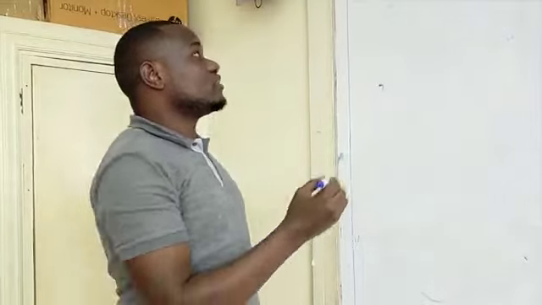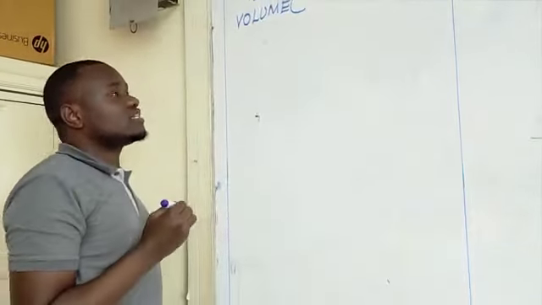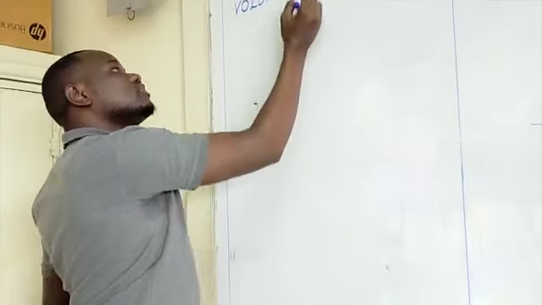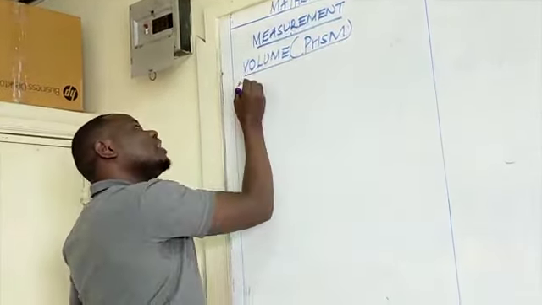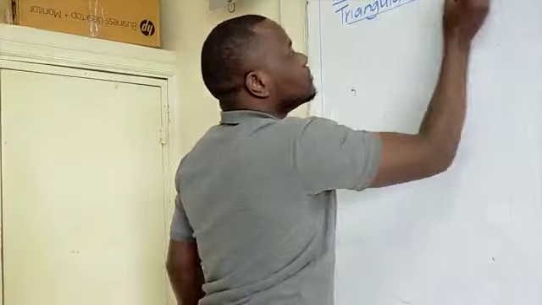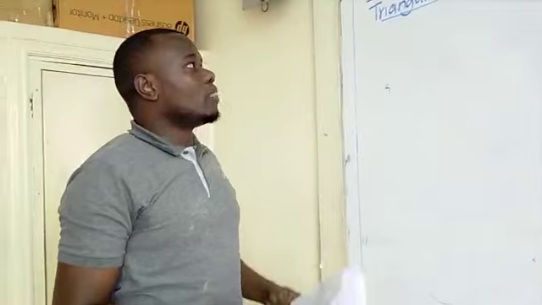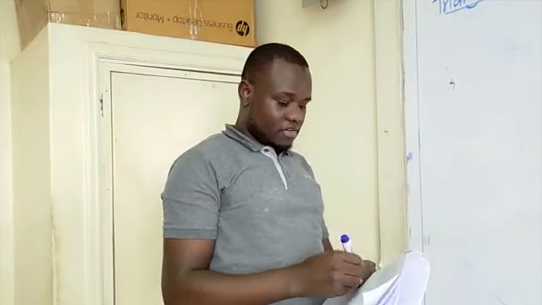Under measurement today, I want to talk about volume. And what am I going to discuss under volume? I want to talk about volume of prisms. In particular, I want to talk about a triangular prism. Other examiners normally refer to it as a wedge. So, this one is very important. It has been examined several times.